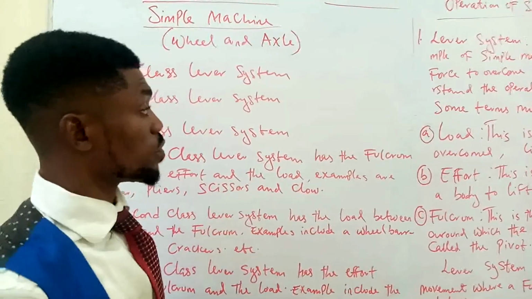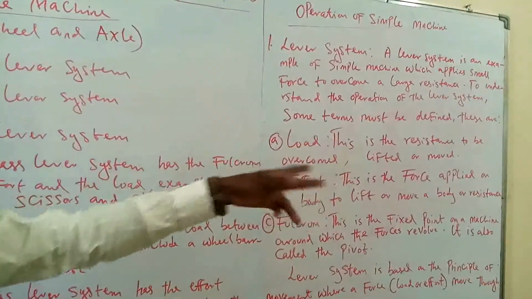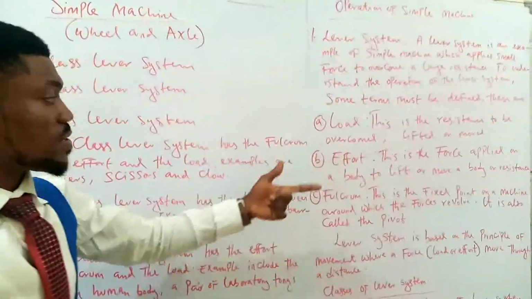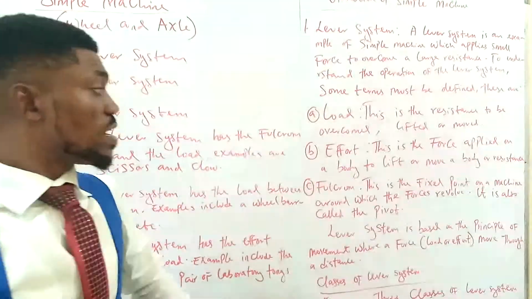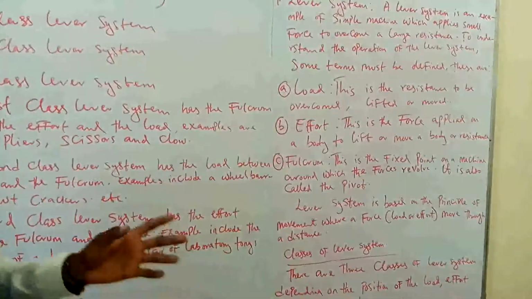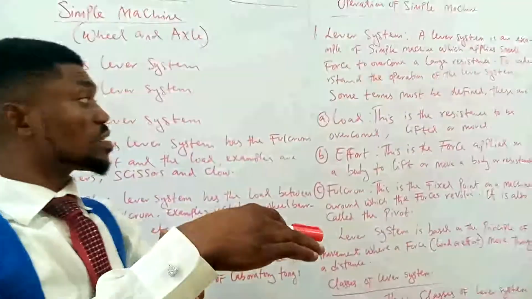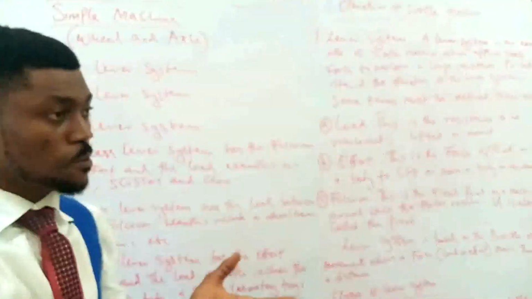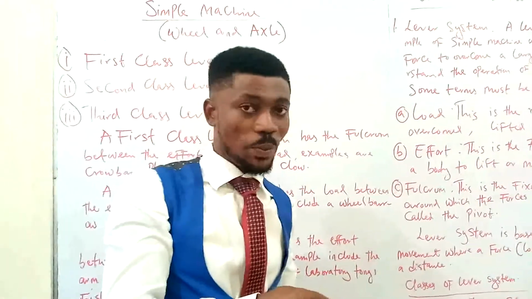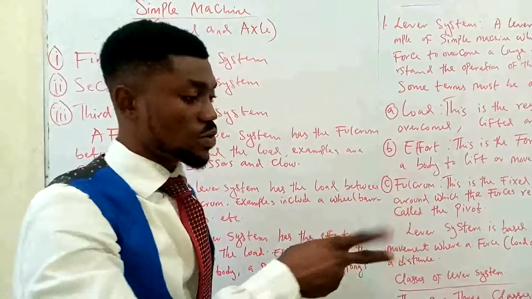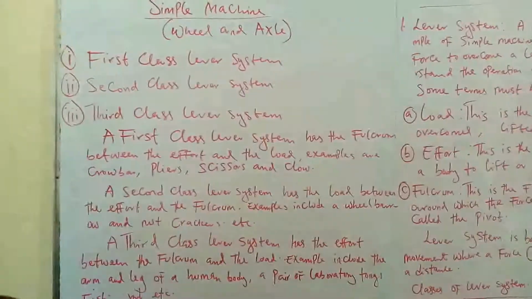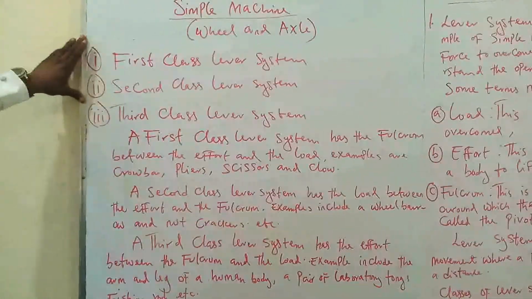Do not forget, at first we explained what the load is: the resistance that has to be overcome, pulled, moved, carried, or lifted. And the effort here is the force applied in lifting or moving this body or resistance. And the fulcrum is the fixed point in the machine around which the load and the effort revolve. Take an example from a plier or scissors. When you have a plier or scissors, you have the load, the effort, and the fulcrum. I'll tell you more about that. So let's go down to the classes of the lever system.